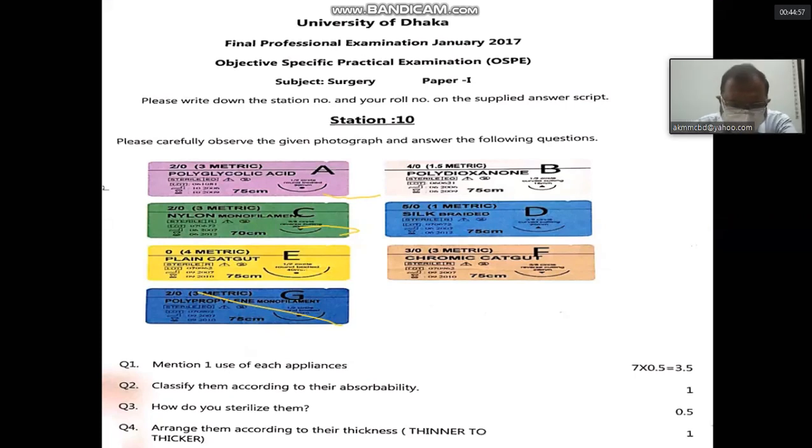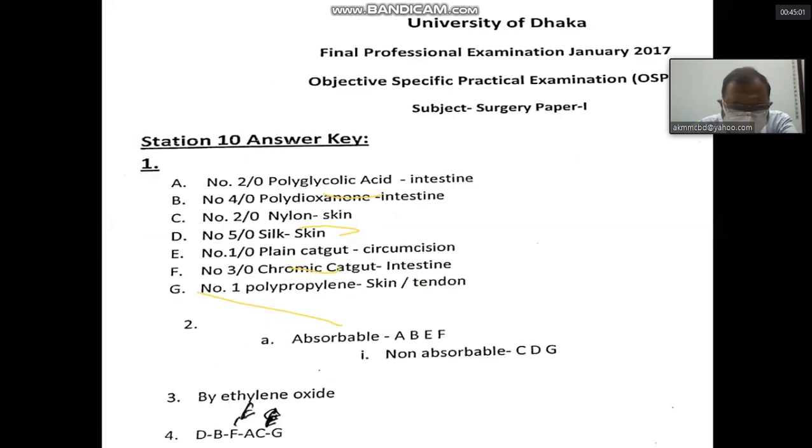So what will be the use of each appliance? Sir, polyglycolic acid is used for anastomosis of intestine. 40 is also used for the anastomosis of intestine. 20 nylon and silk are used for skin, and plain catgut for circumcision.